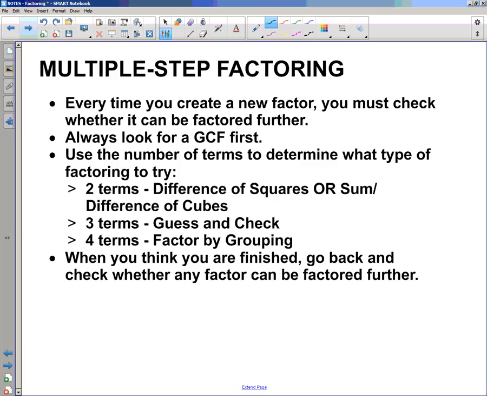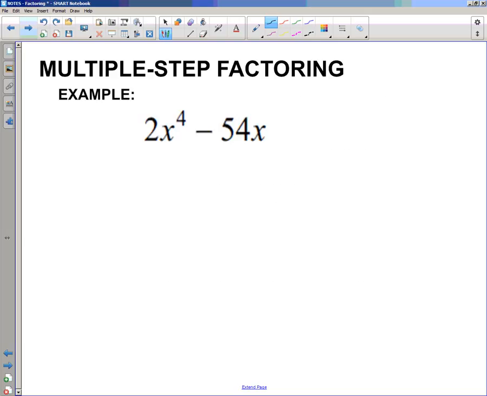And then finally, always check at the end. If you think you're finished, go back, look at each of the factors that you've created, and ask yourself, can that factor be factored any further? We'll be examining just this one problem here together, and you can find several other examples further down the playlist. So 2x to the fourth minus 54x.